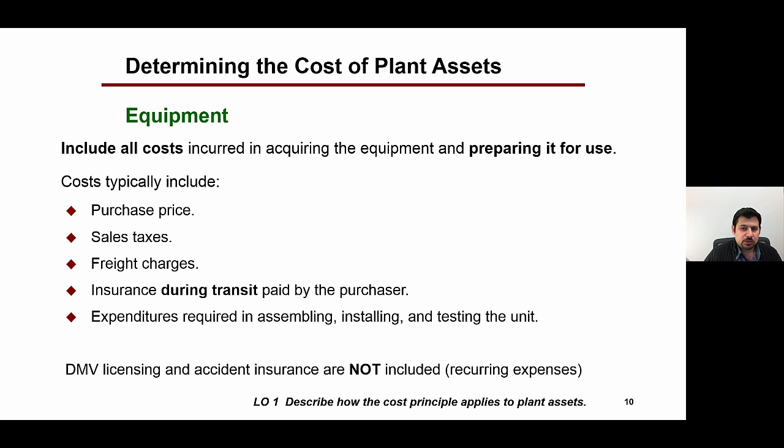However, insurance during transit, I mean between the time it was shipped from the seller until it reaches the purchaser for installation, if the purchaser pays for insurance during transit, that will be added to the cost of equipment. This is not the regular insurance policy that companies purchase. This is only during transit.